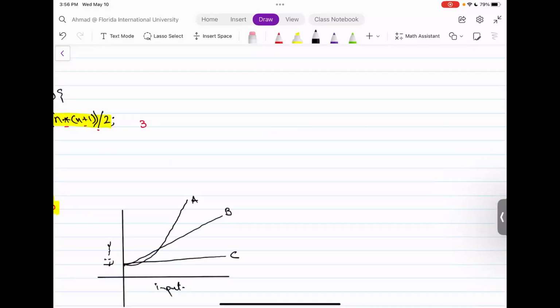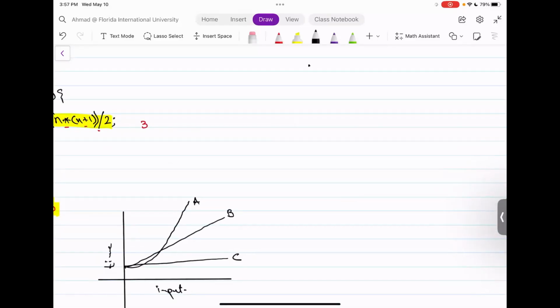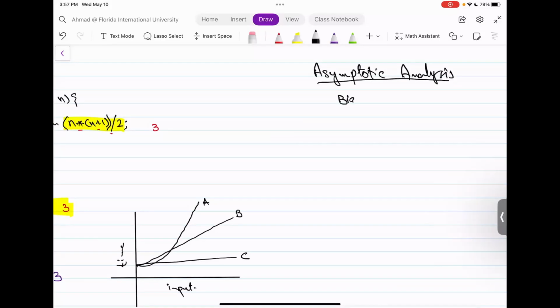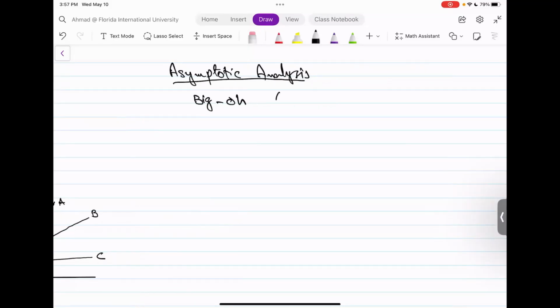So, asymptotic analysis, right, which we also refer to as asymptotic symbols. There are three asymptotic symbols. The first one is called big O notation, big O, right? And we represent it with the help of the big O. Why do we call it big O? Definitely we are going to study it right now.